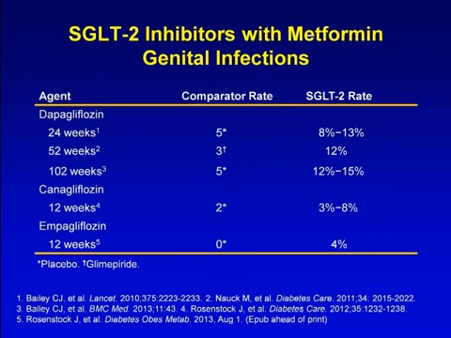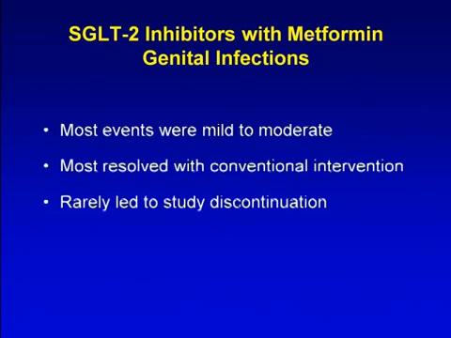A comparison has been made with metformin in terms of genital infections with all these drugs. And year two, on the next slide, you see that it's much higher with SGLT2 inhibition compared to the comparator metformin. It appears that in general, these genital infections are mild to moderate. They resolve with conventional intervention. The investigators were left to do whatever they would normally do if a patient presented with mycotic infection, and they rarely led to discontinuations from the study.